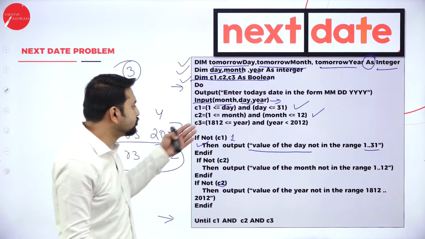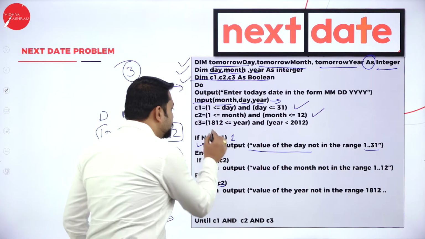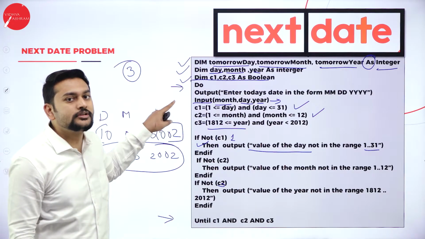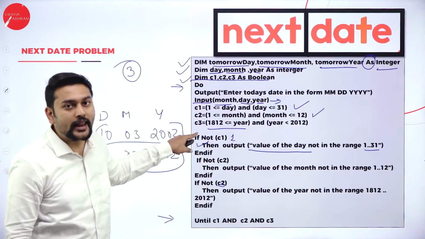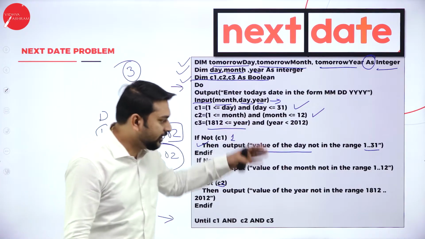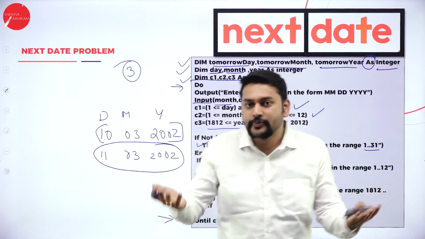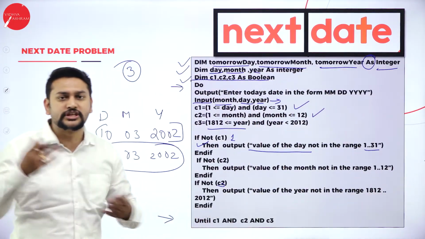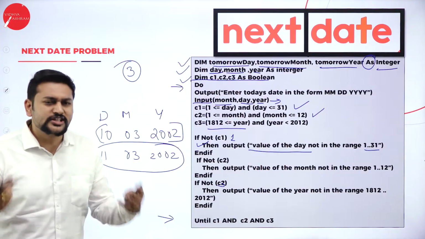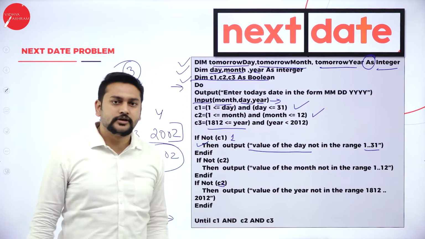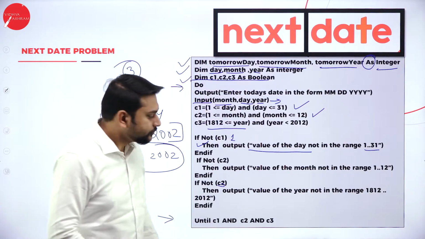Please observe in this program we have taken the range, 1812 to 2012. It depends on you, you can give the range or extend the range. Let me show you how exactly it is working. That's why we have taken the range like this for the year.